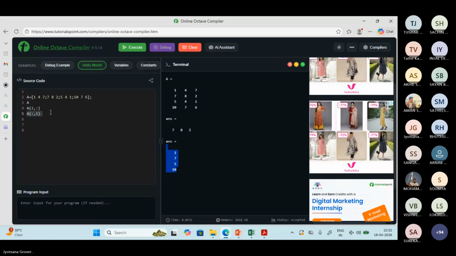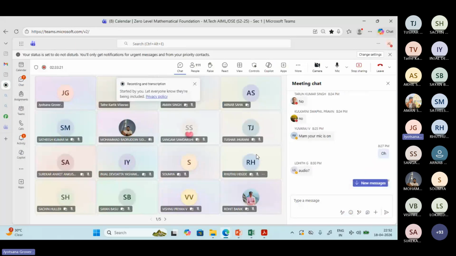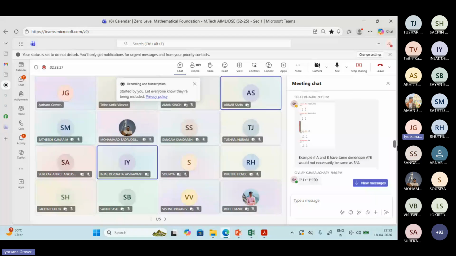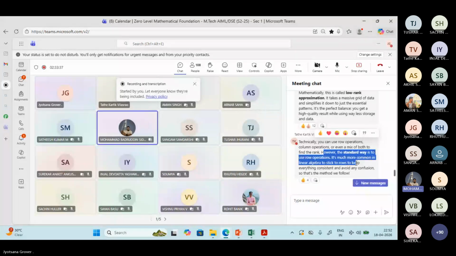Yes, ma'am. Now let's do it by hand. Let's stop it. You people might be feeling sleepy. Hope you have understood the concept. Yes, ma'am. Let us start from here tomorrow. That's all. Ma'am, technically you can use row operation. Just you can finish, ma'am. Then I have something to say.